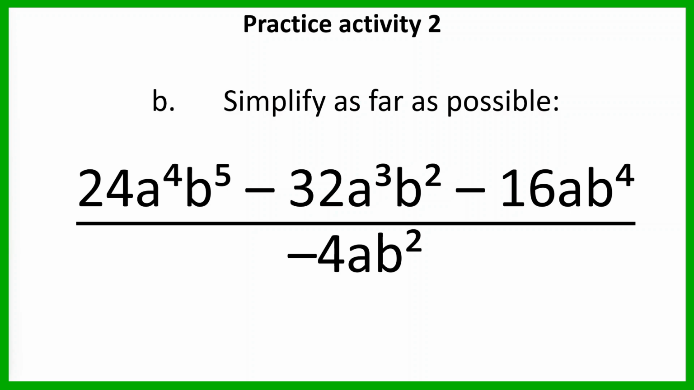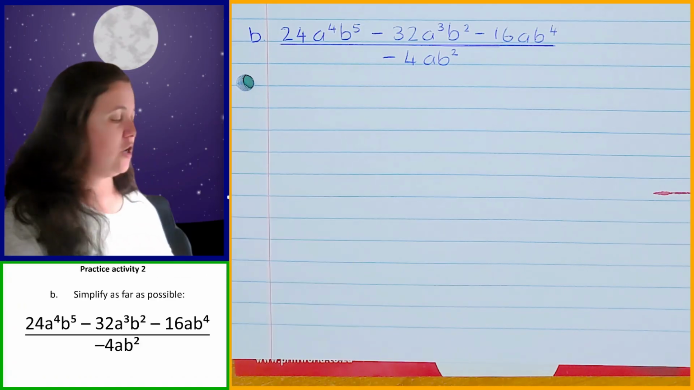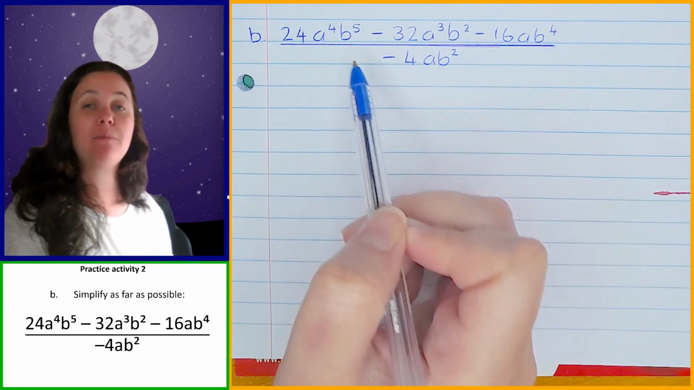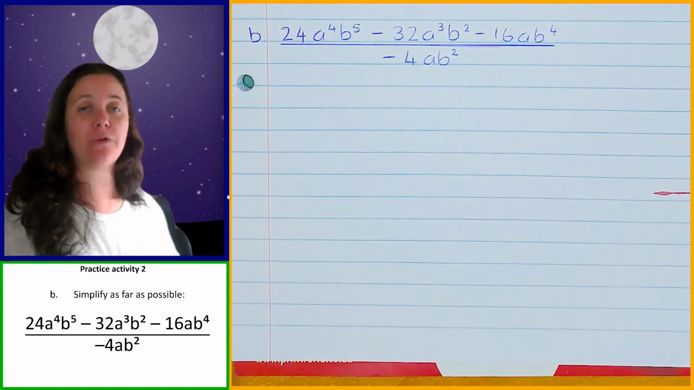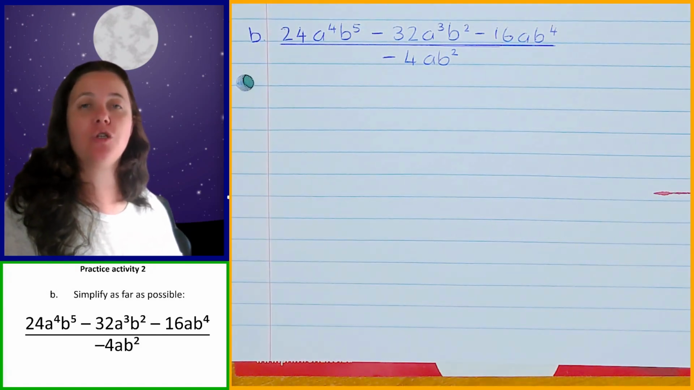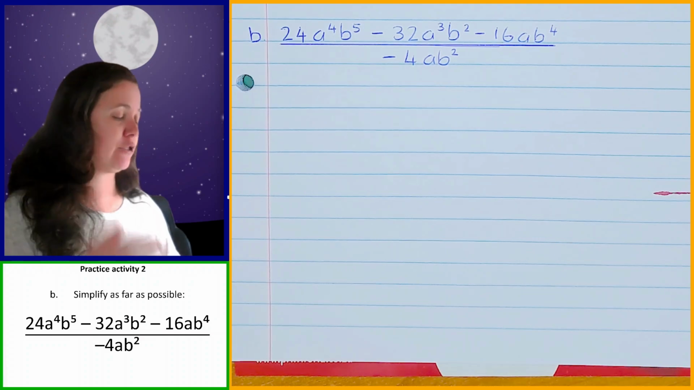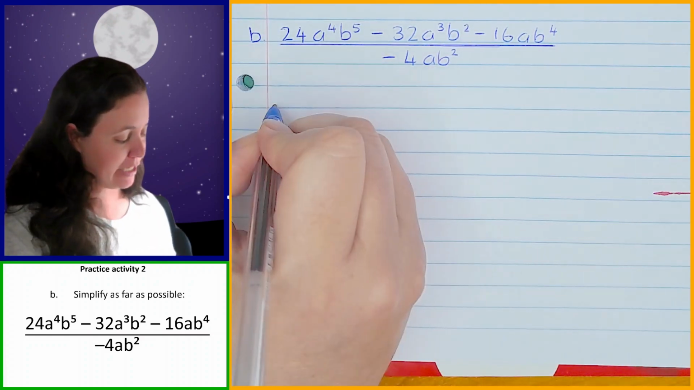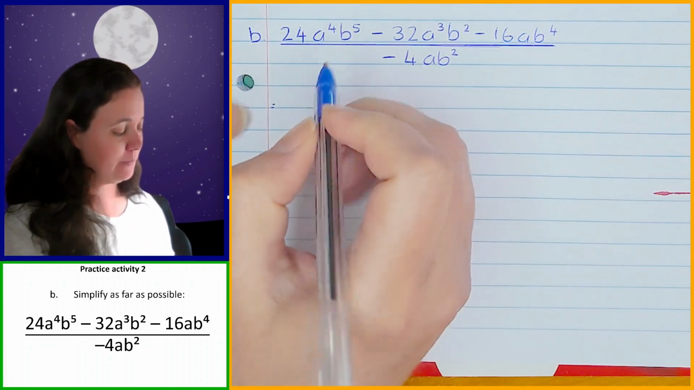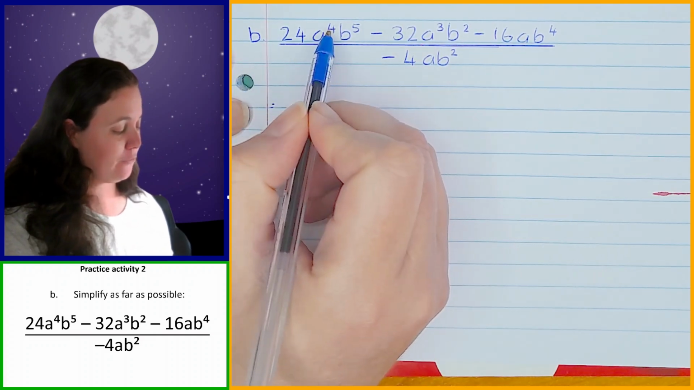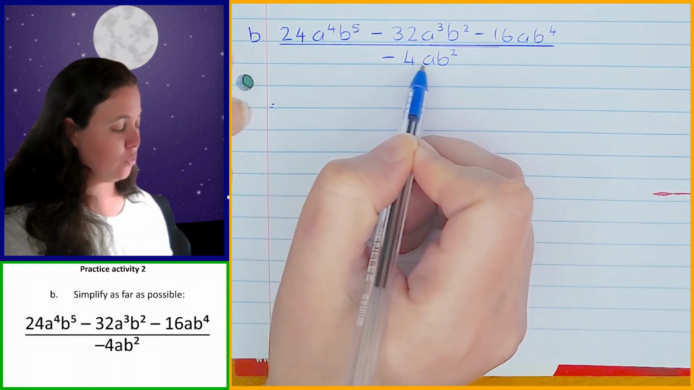Okay, so let's go through that question and see what you should have got. Okay, so first of all, just like in the previous one, I'm not going to physically do the separating of the fractions. If you did so that you can do your simplification, then that's absolutely fine. But I'm going to go straight ahead and do the simplification without splitting up the fraction. So I've got 24a to the power 4b to the power 5 divided by negative 4ab squared.